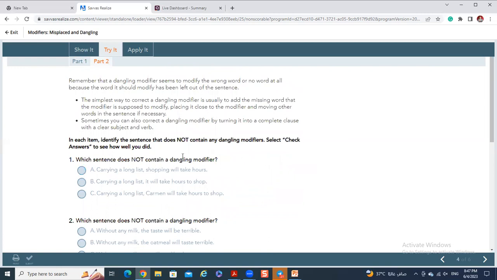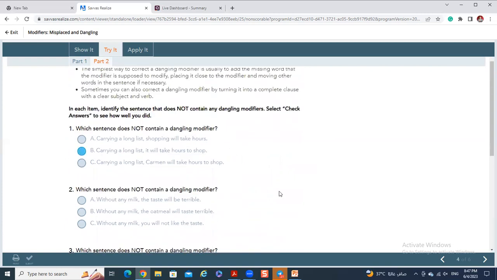In each item, identify the sentence that doesn't contain any dangling modifier. Again, I need something that is right. This is a little bit harder. Let's start with Engineer Taha. Carrying a long list, shopping will take hours. Carrying a long list, it will take hours to shop. Carrying a long list, Carmen will take hours to shop. Which one doesn't have a dangling modifier?